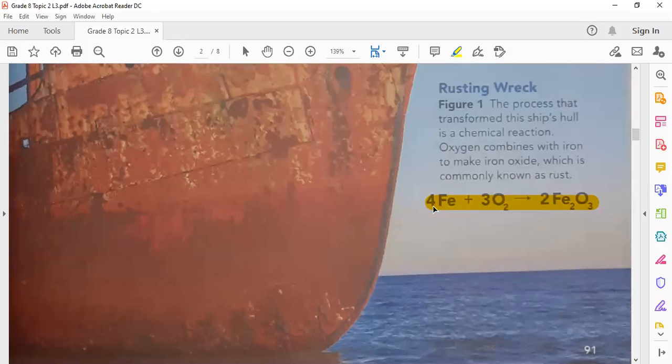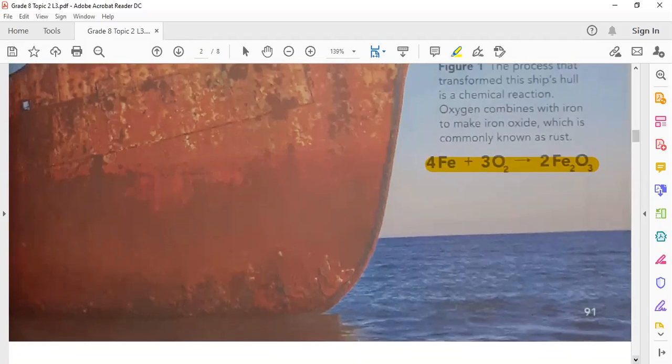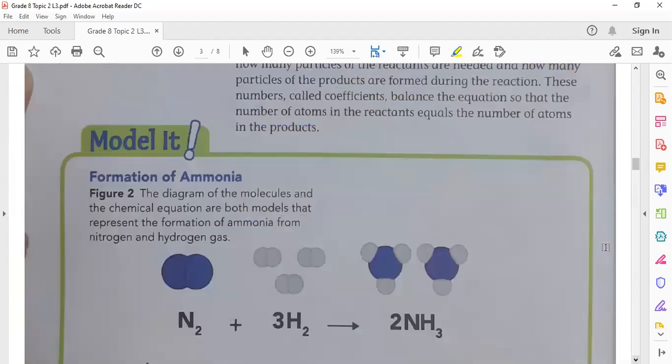Again, these numbers in front of the reactants and in front of the products mean how many atoms are needed to react to form a specific number of products. In this example, we need 4 atoms of iron to react with 3 molecules of oxygen to form 2 particles of rust. Clear? Yes. Fine.